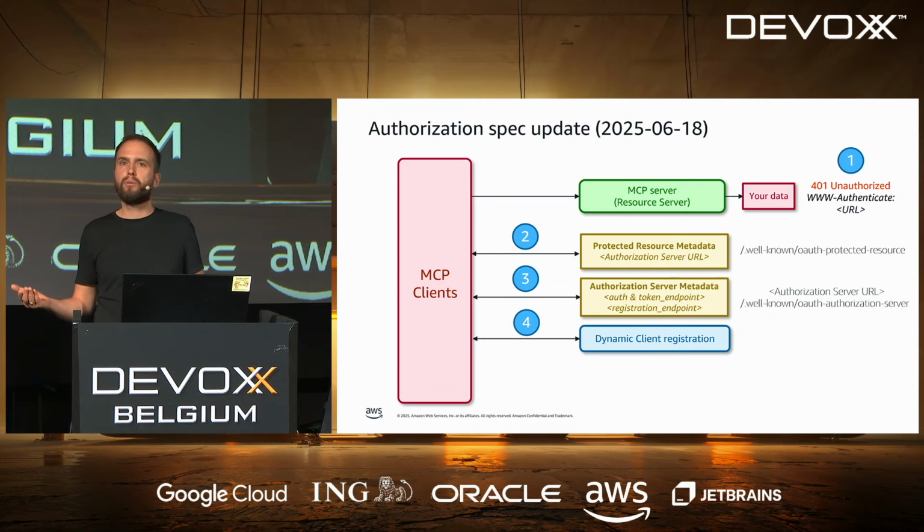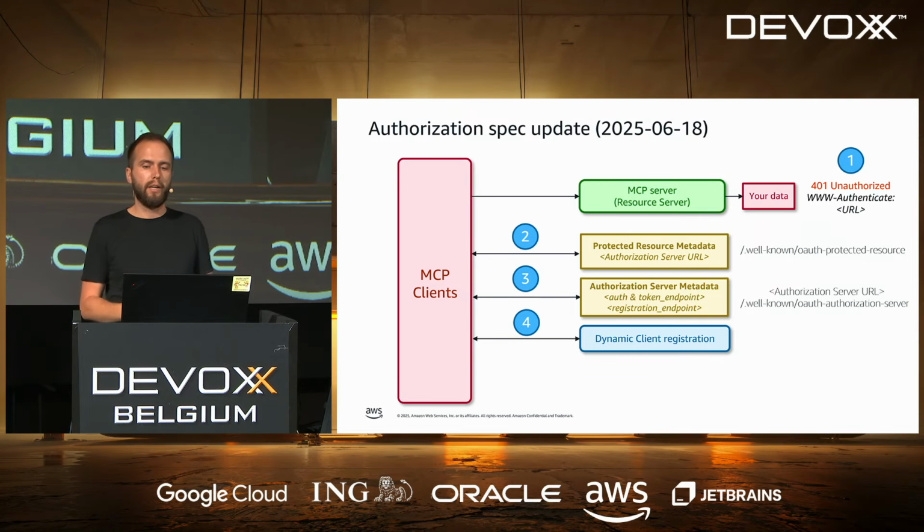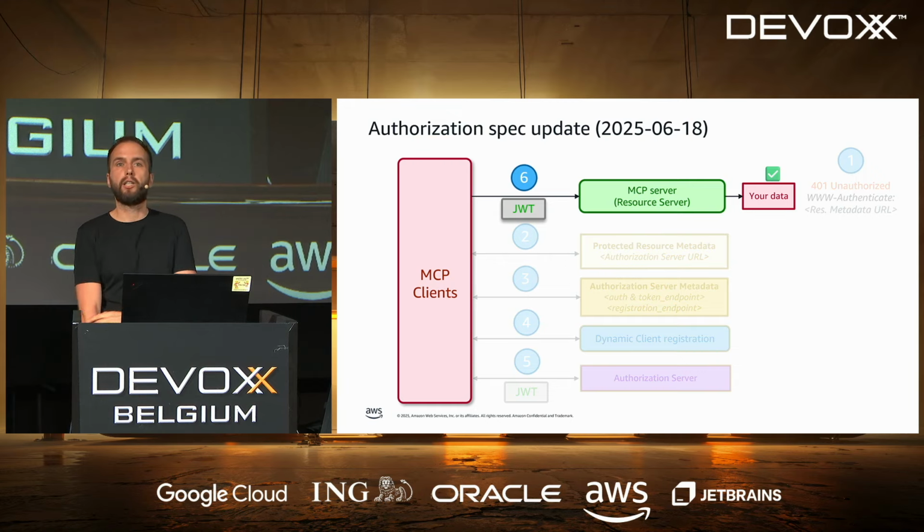So dynamic client registration is a way to dynamically register this information. It says, hi, I'm Claude. Those are my redirect URIs. Please register and give me a client ID. And only with that client ID am I now able to get that JWT token, which I then can use to access the actual MCP server.